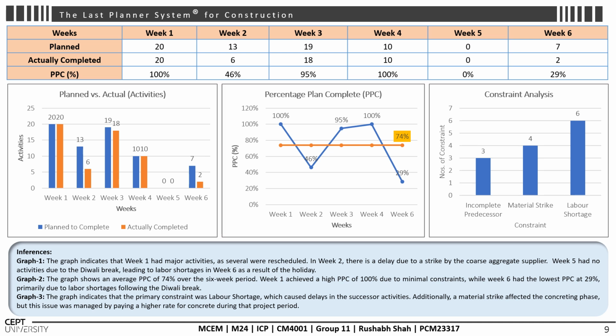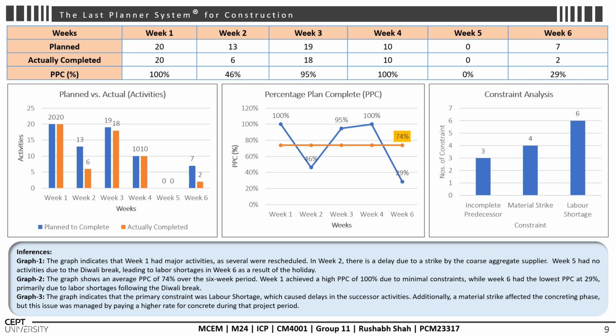Week 1 achieved a high PPC of 100% due to minimal constraints, while week 6 had the lowest PPC at 29%, primarily due to labor shortage following the Diwali break. The graph indicates that the primary constraint was labor shortage, which caused delay in the successor activities. Additionally, a material strike affected the concreting phase, but this issue was managed by paying a higher rate for concrete during the project period.